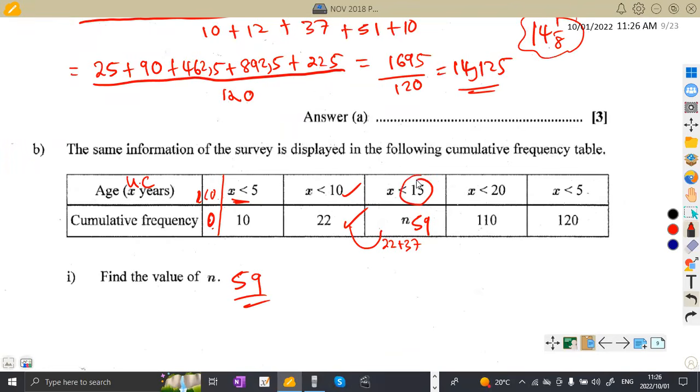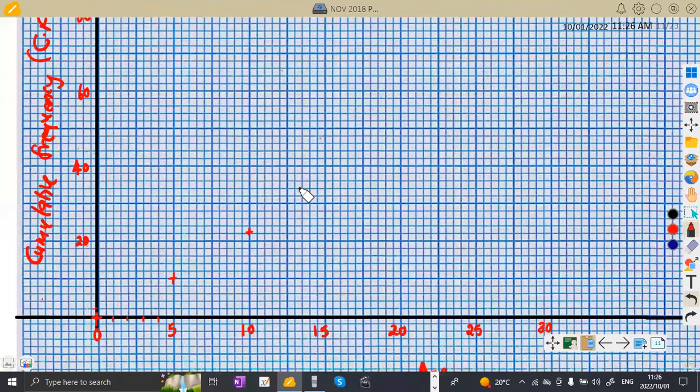Let's see the other one. 15 versus 59, so this is 15 and 59. So 15 here, then 59, okay, this is 58. So 59 is just going to be somewhere in between there. We do not know exactly, but somewhere around that point is where you're going to have your 59. So let's cross-check another one.